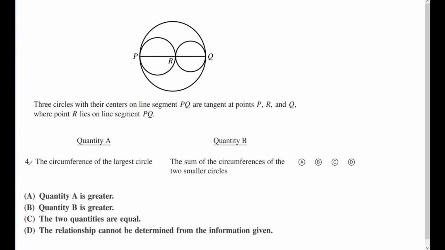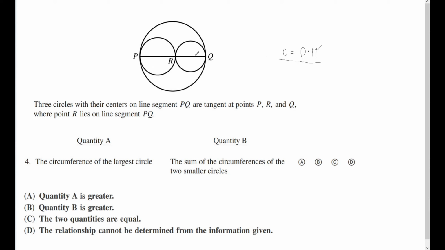And then it wants to know what is larger, the circumference of the largest circle or the sum of the circumferences of the 2 smaller circles. So the formula you need to know for this one is that circumference is equal to diameter times pi. Maybe that's usually D capitalized, but it's circumference is equal to diameter times pi. This is the formula that you want to know.